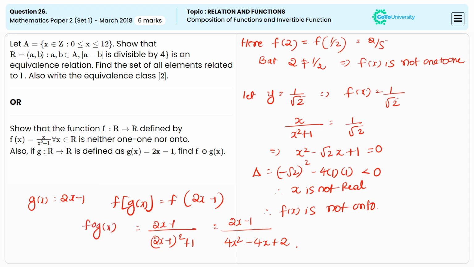So coming to the marking, we have to prove that it is not 1 to 1. So we have taken a particular example, and proving that it is not 1 to 1 with a right example will give you 2 marks. And it is not onto, by taking a right example, will give you another 2 marks. And finding f of g of x is also going to give you another 2 marks. So totally you get 6 marks in this way.